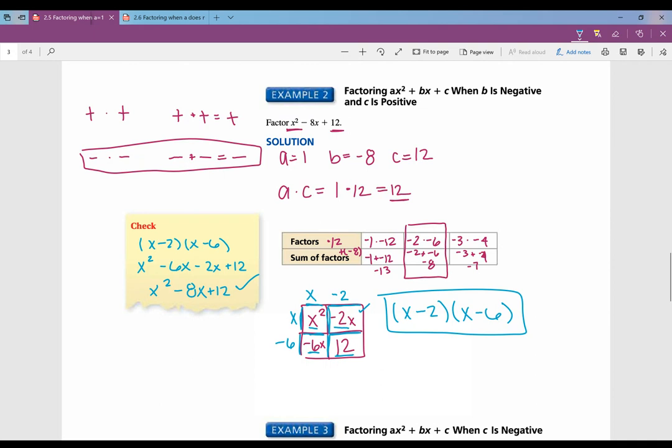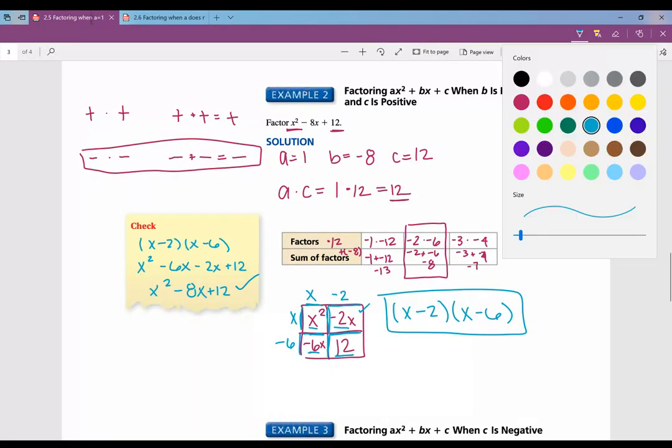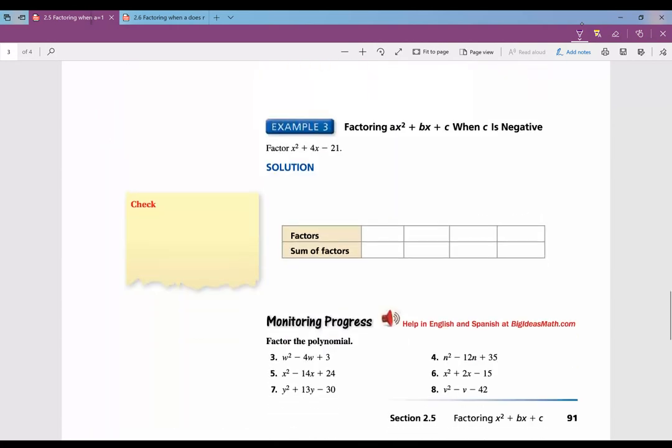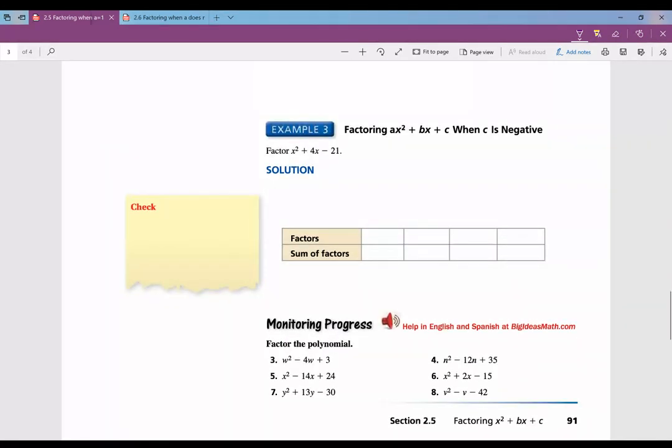Okay, let's do another example. Example number 3, we have factor x squared plus 4x minus 21. So with this one, we need to find our a, b, and c first. So a is going to be 1, b is 4, and c is negative 21.